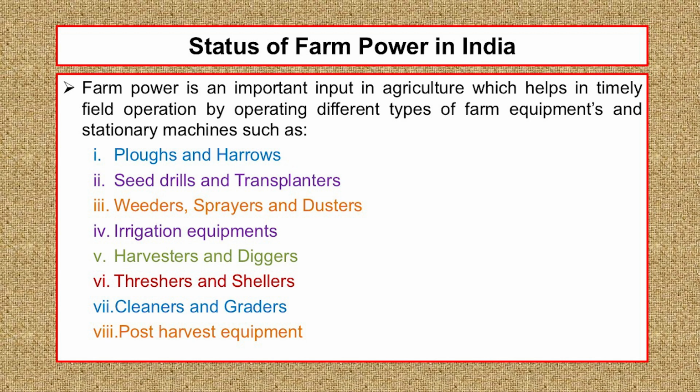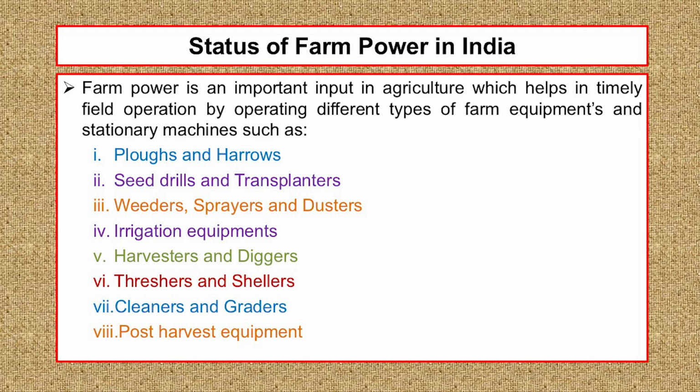Farm power is a very important input in agriculture. It helps in timely field operations, timely crop harvesting, threshing, and taking the produce into the processing unit, where it will be converted into various value-added products. Some of the equipment and operations which require farm power, I already told you. Let me list them once again. Plowing and harrowing operations require farm power. It may be provided through animal power or through mechanical power, with the help of tractors, a power tiller and so on.